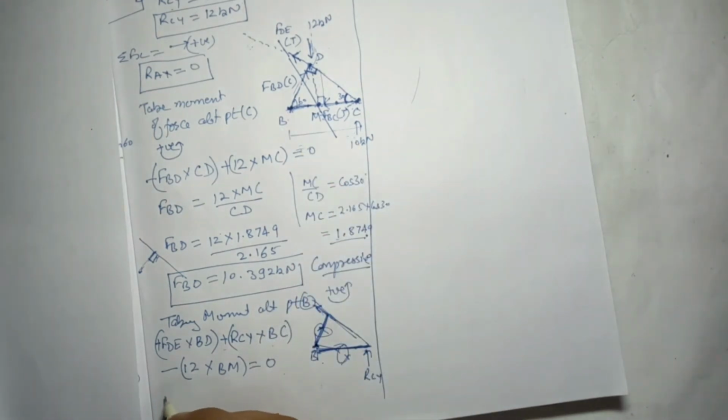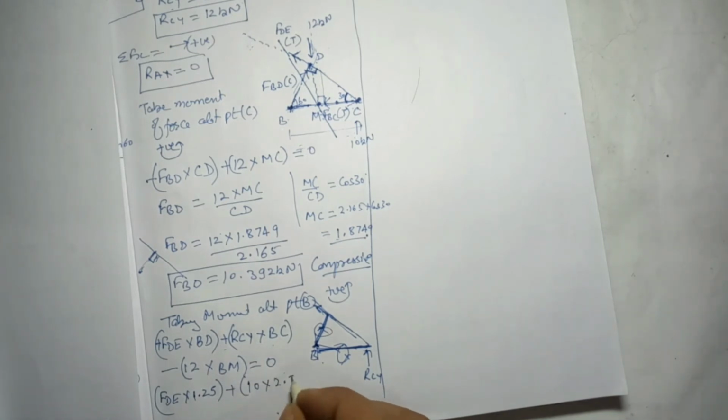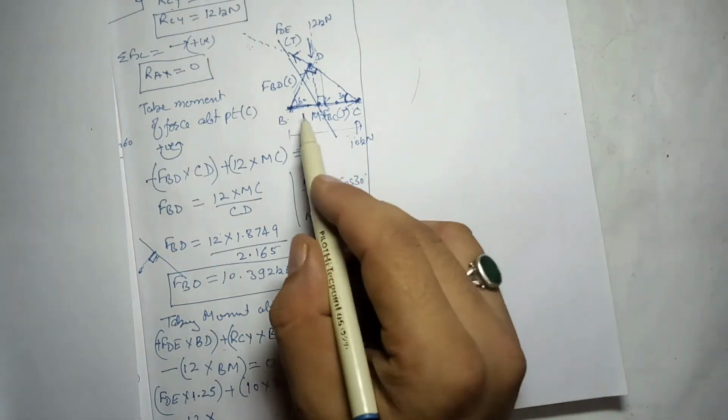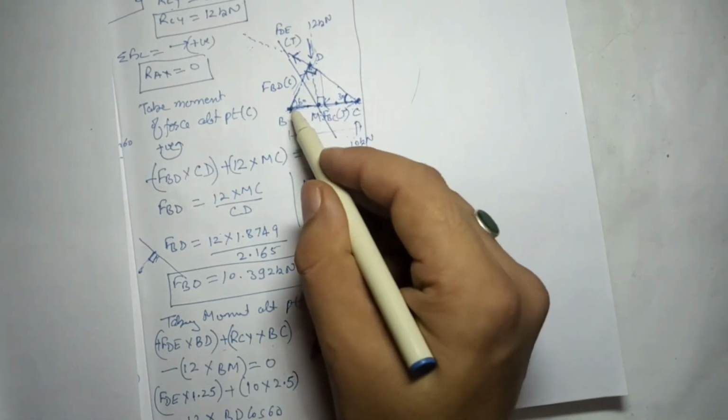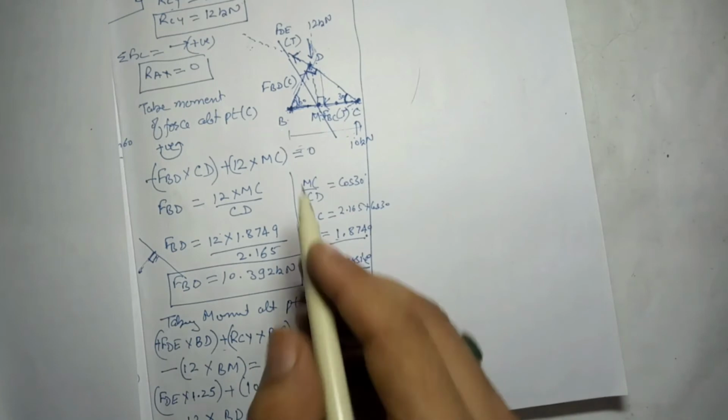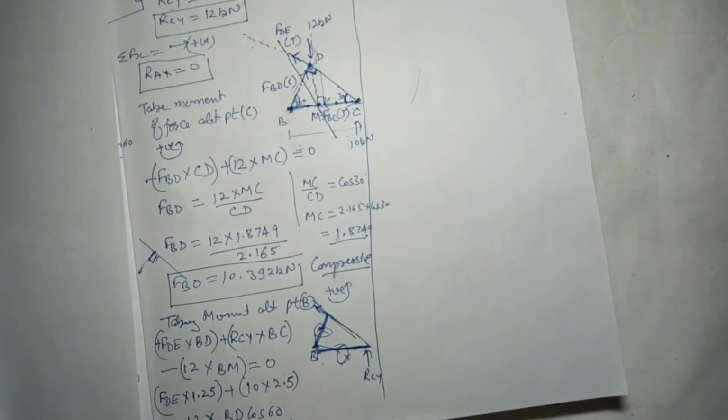So now we will fill in the values: FDE into 1.25 for BD, plus RCY, that is 10, into BC, we know that value 2.5, minus 12 into, when I subtract it, it is coming equal to, or you can find this out also. If you don't want to subtract, you can find it out. I will tell you that method also. So this is BD cos 60, this is BD hypotenuse cos 60, actually this is base over hypotenuse, so BD cos 60, and that is equal to 0.